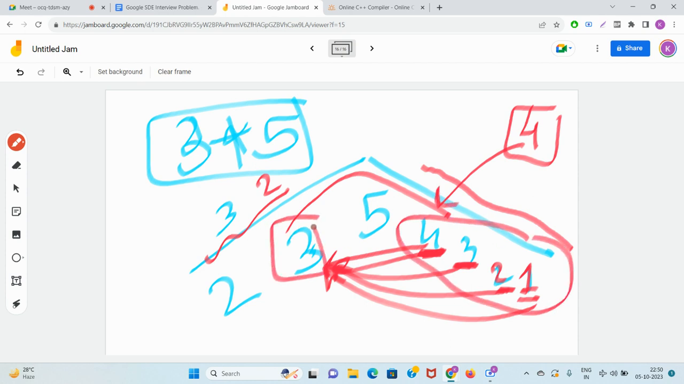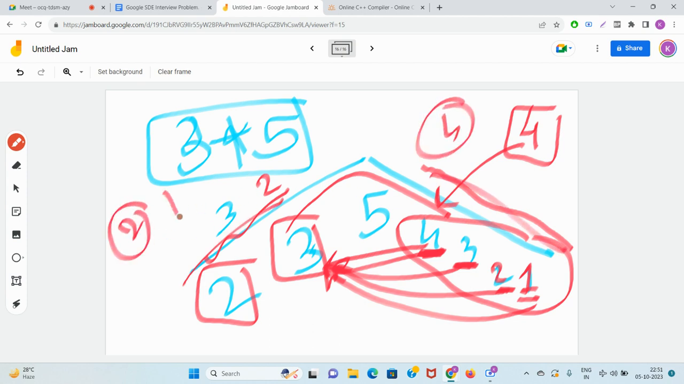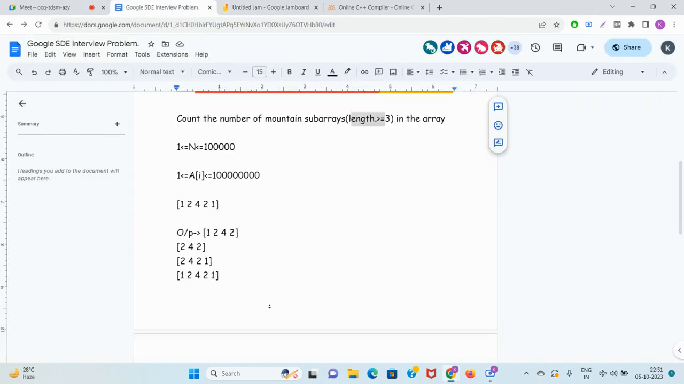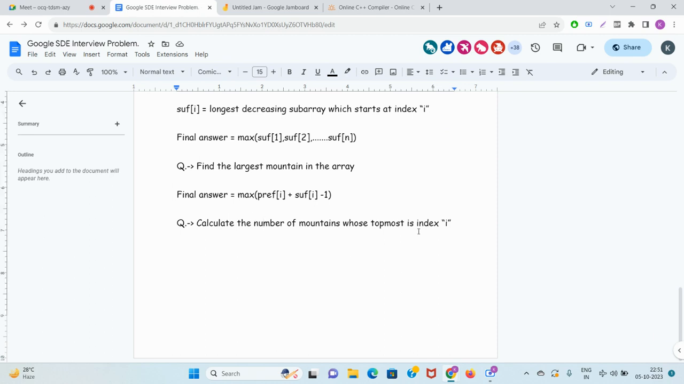पर जब ये इसके साथ तो बना लिया, अब इसके साथ कौन बनाएगा? तो यहाँ पर 2 कॉम्बिनेशन अवेलेबल है, यहाँ पर 4 कॉम्बिनेशन अवेलेबल है, तो 2 into 4 कितना होता है? 8. So guys, for each index I, the number of mountains for each index I is nothing but what?